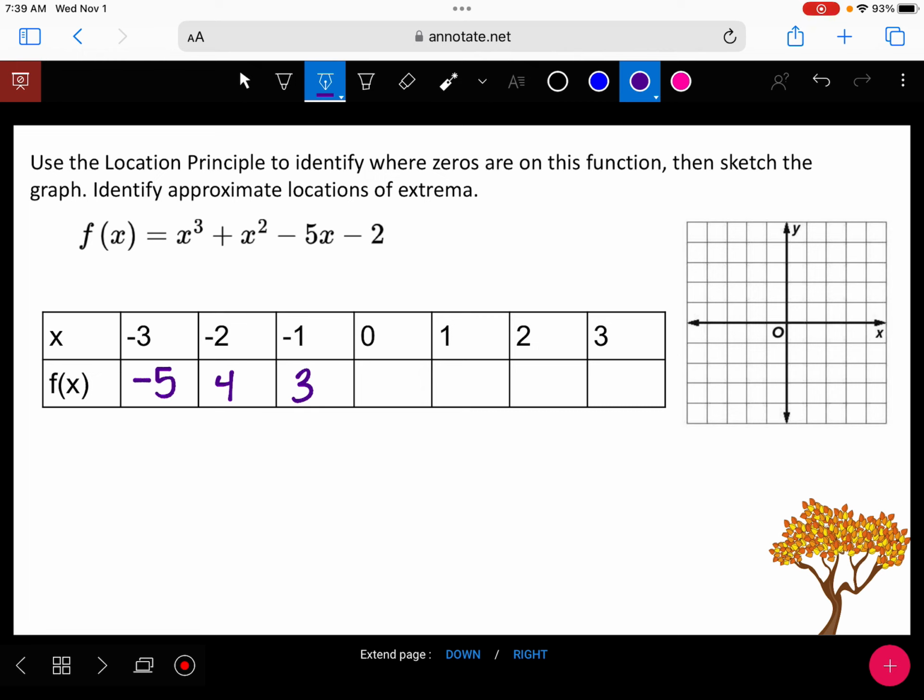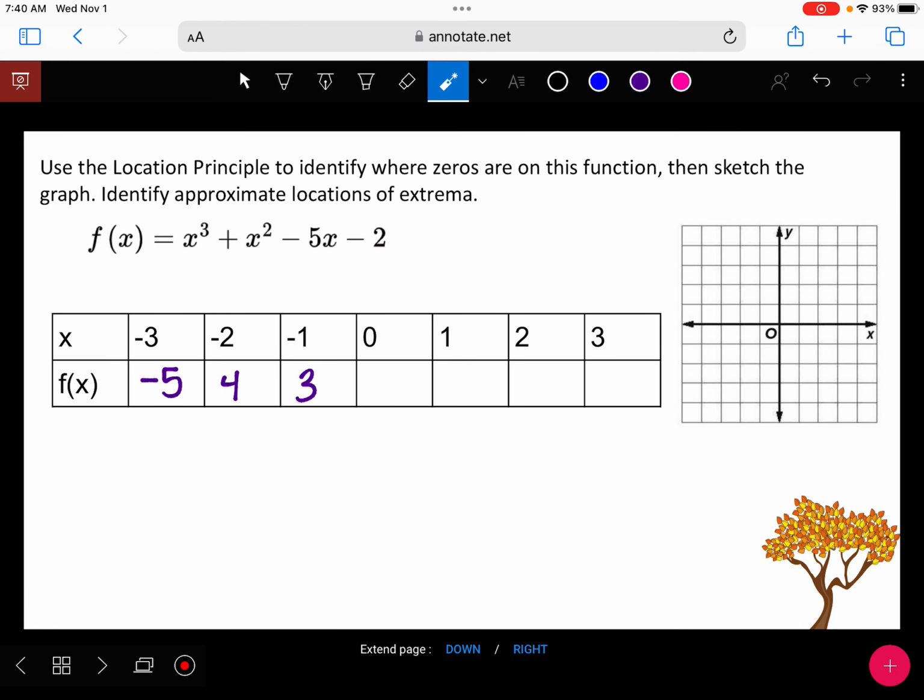For our 0, you can absolutely type it in, or we can notice that 0 cubed is 0, 0 squared is 0, 5 times 0 is 0, and all we have left is our -2.